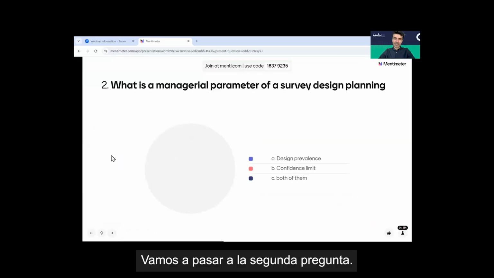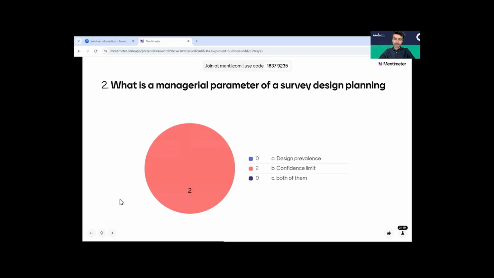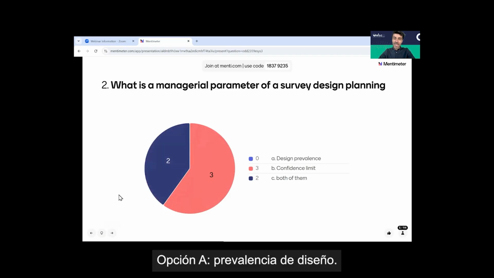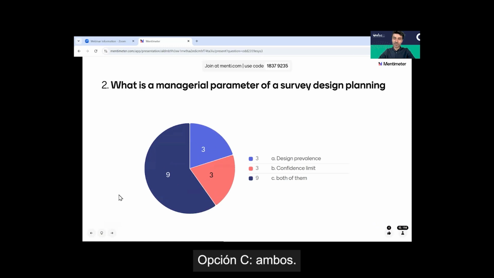Okay, let's move to the second question. What is the managerial parameter of a survey design planning? Option A, design prevalence. Option B, confidence limit. Option C, both of them.